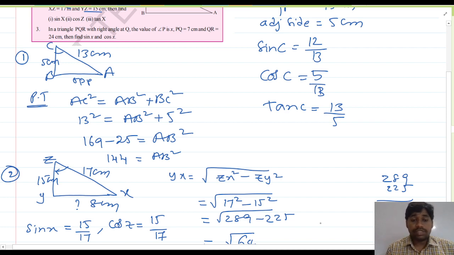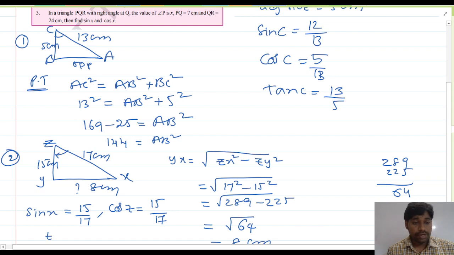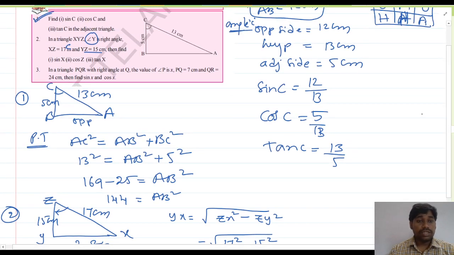Next, tan X we have to write. So tan X: opposite for X is 15, adjacent is 8. So this is the answer for this particular question. Okay, next there is another question given, similar mode, you try that. Same method, there is no variation. My dear students, solve this and give me the answer in the comment box.